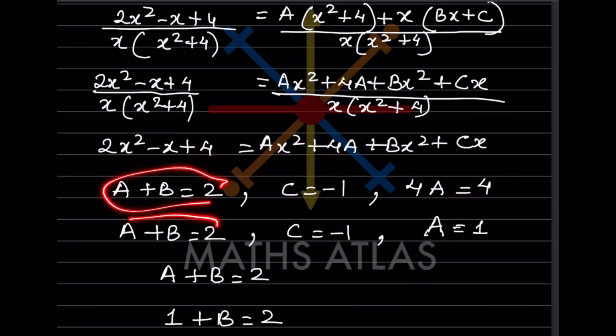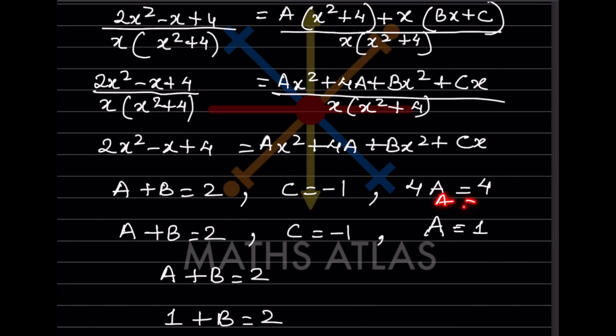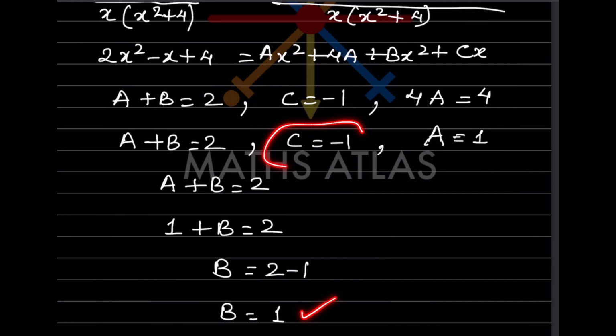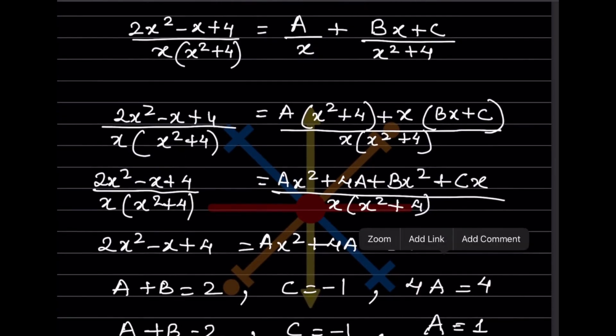So when you solve this, 4a = 4, which means a is 4 divided by 4, so a is going to be 1. Now a + b = 2, and you know the value of a is 1, so you put 1 here. So b is 2 − 1, which is 1, and c you already have. So we have a = 1, b = 1, and c = −1. These values you are going to put in this one.